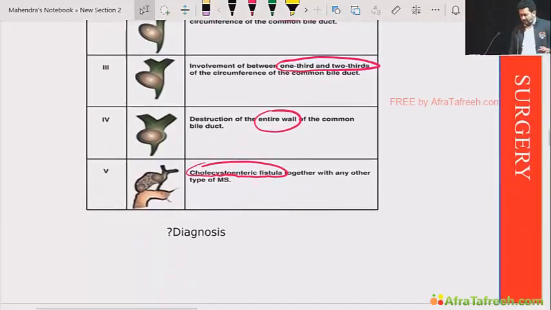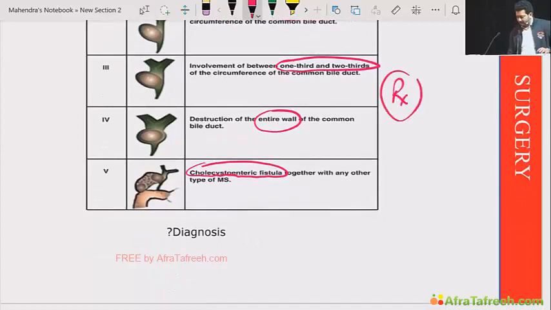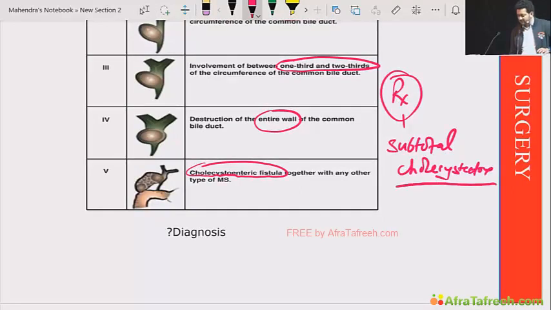Most of the time, the treatment is subtotal cholecystectomy. In subtotal cholecystectomy, you will leave that part of the gallbladder which is present very close to the CBD. The rest of the gallbladder you can remove along with the stone.